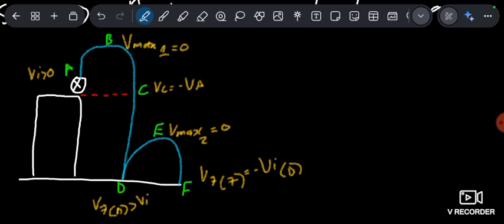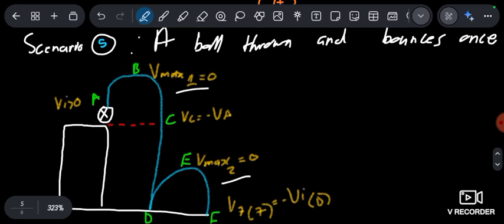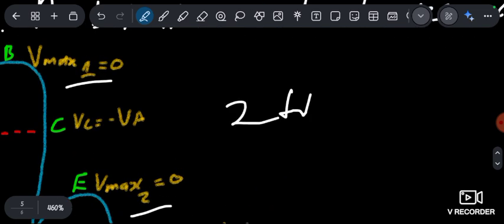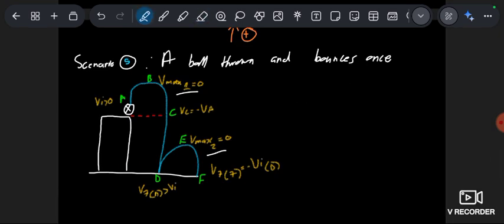Now you see that we have Vmax 1 and we have Vmax 2, because the ball reaches maximum height how many times? 2 times. Right? Now, what you must understand is that this is not complex. So if you were to do the same thing over here, it would happen again.